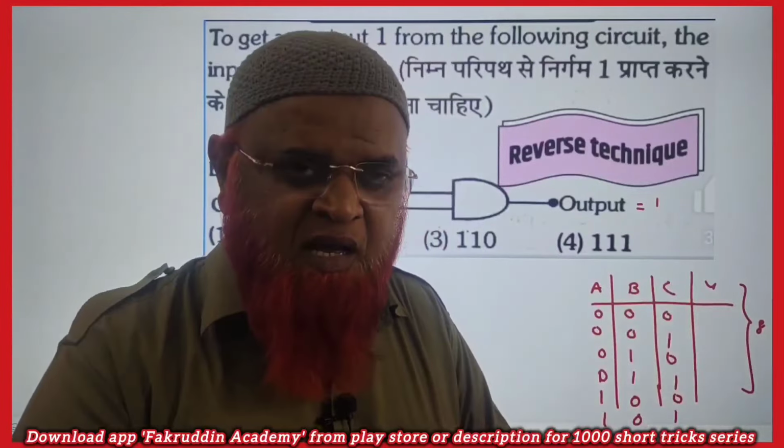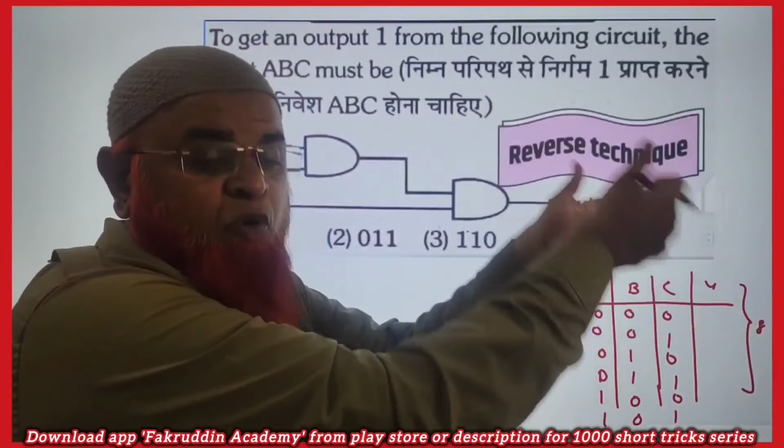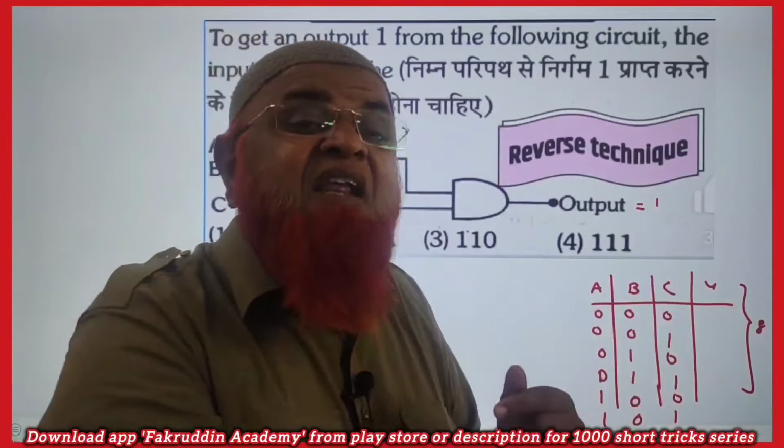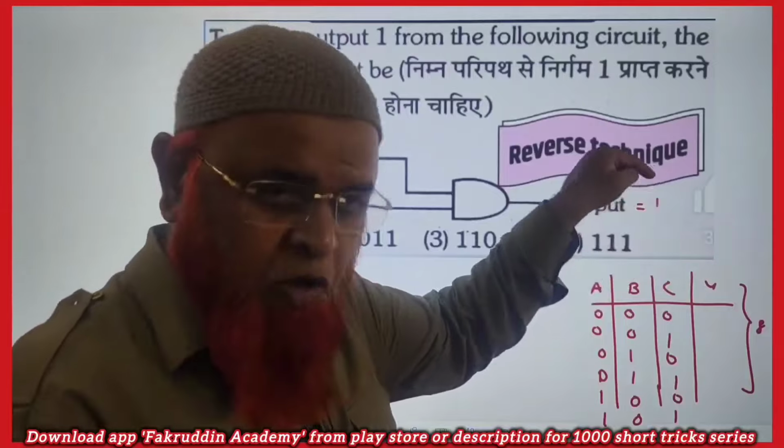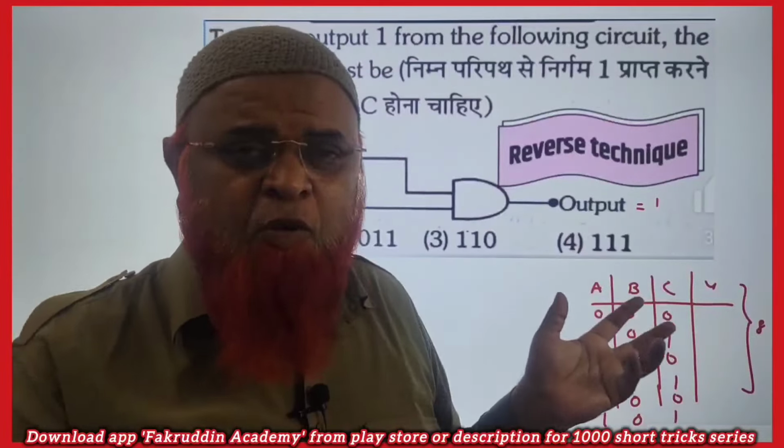मेरे पास सिंपल शॉर्टकट है. इंस्टेड ऑफ गोइंग फ्रॉम लेफ्ट टू राइट, यानी इनपुट से आउटपुट जाने के बजाय मैं रिवर्स मेथड इस्तेमाल करता हूं. आउटपुट 1 लेता हूं और इसके जरिए से इनपुट्स को आसानी से मालूम कर सकते हैं.